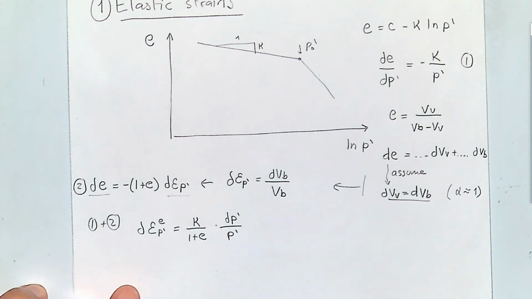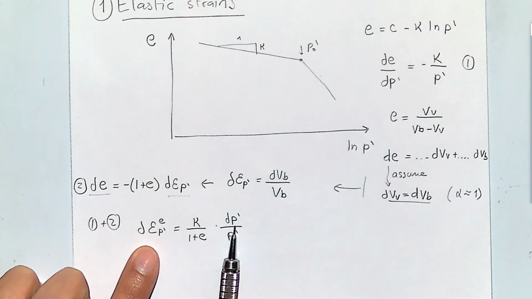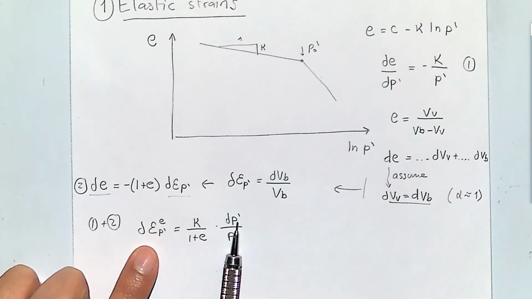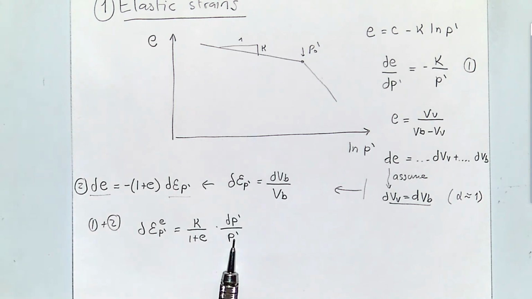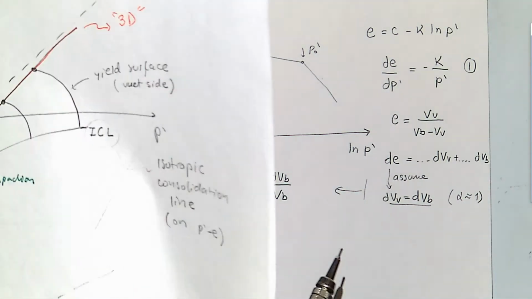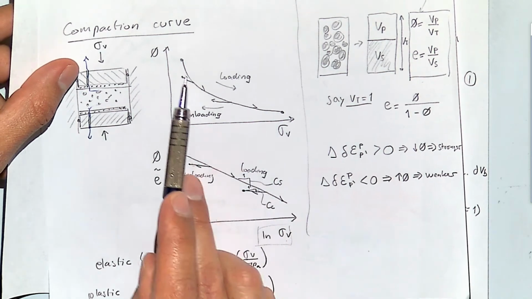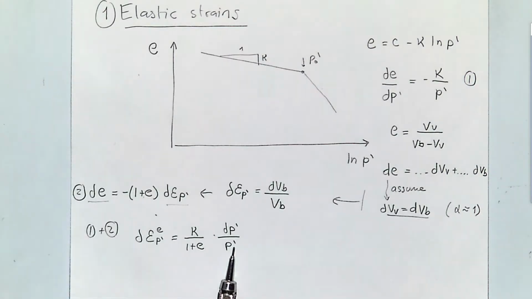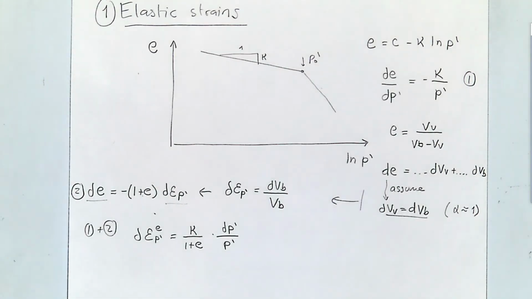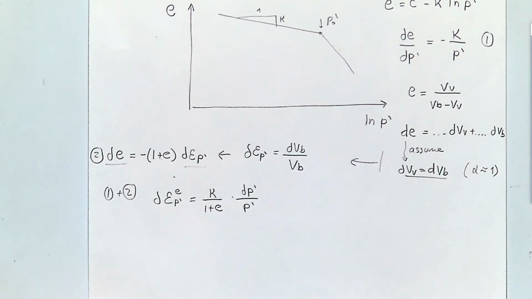So now we have a relationship that tells us what is a change of volumetric strain due to a change of mean stress at a given mean stress. And here this is very important because it's not the same if you are here than if you are there. Over here, it's a lot more compressible than over there. So this value is important. And this is for the elastic part of the isotropic component.